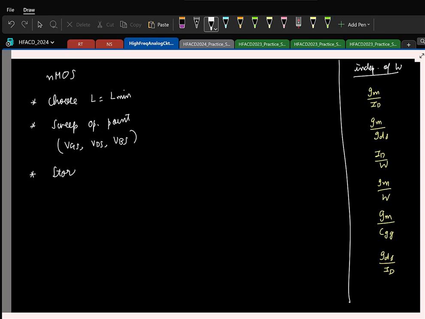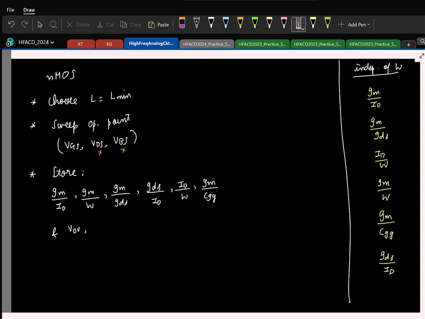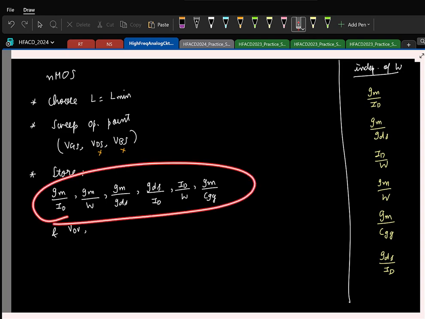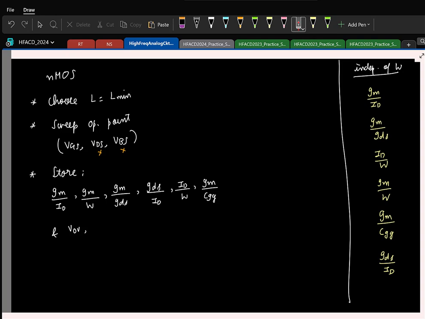And then I store all width independent parameters, such as, let me write it again. GM by ID, GM by W, GM by GDS, GDS by ID, ID by W, GM by CGG, and so on. Again, if you want to simplify things, maybe to a first order, you can ignore these two. Again, that is not accurate, but to simplify life, you can do that. And of course, you also store the operating point, the overdrive voltage, etc. Because you are sweeping the operating point, you store the operating point also, along with the width independent small signal parameters.